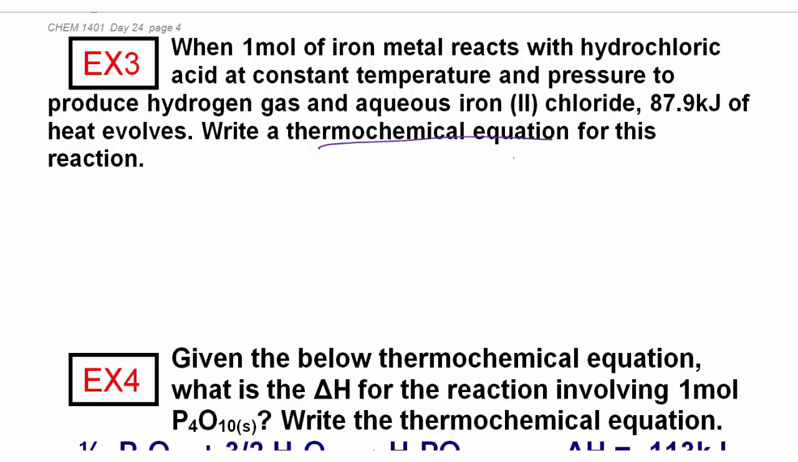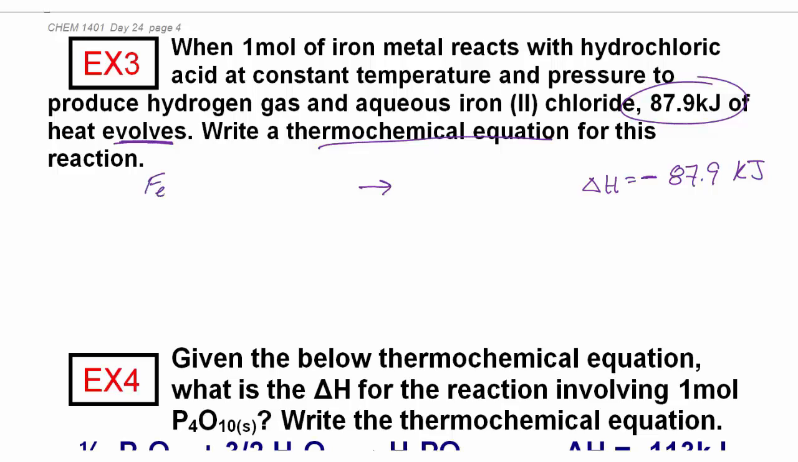So remember, a thermochemical equation just means we have a reaction with an enthalpy. Now we know the enthalpy is going to be 87.9 kilojoules. Is it positive or negative? The answer is it evolves. It's given off. Okay? Now identify the reactants.